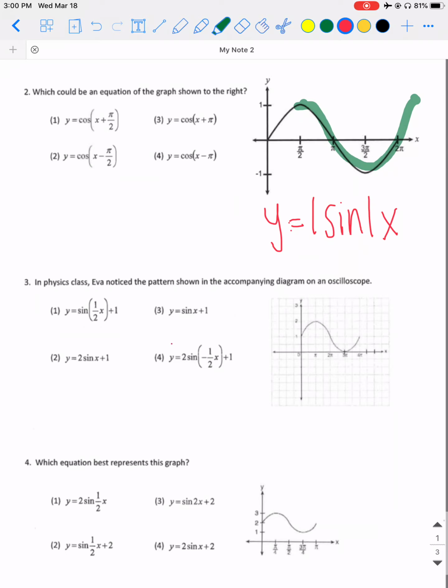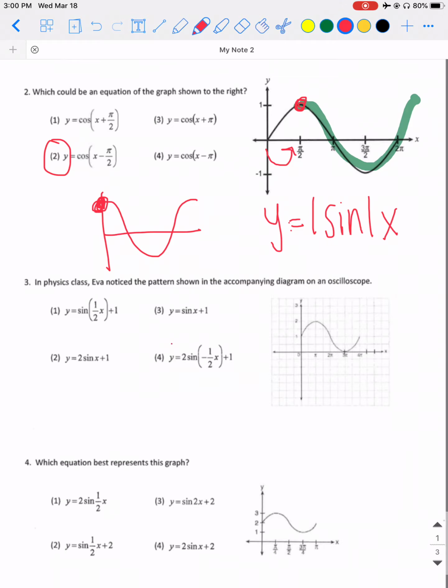Now I have a cosine curve. And if I think about what a cosine curve looks like in general, it always starts at a maximum, finishes at a maximum, and it always starts at x equals 0. In this case, we're starting at x equals pi over 2. So to get from 0 to pi over 2, I moved over to the right. So I want to look for an answer choice that just has a cosine curve, move to the right pi over 2, which would be choice 2.